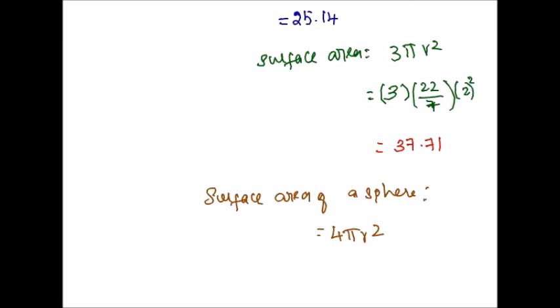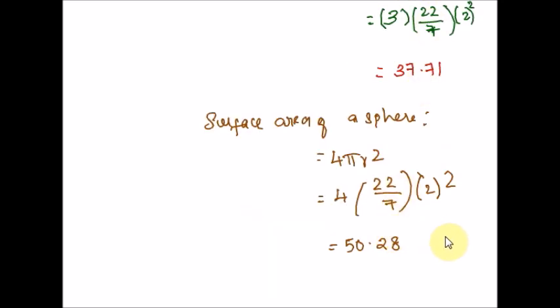This is the formula. Replace pi by 22 over 7 and r by 2. So the surface area of a sphere is 50.28. So far we discussed how to find the surface area and volume of a sphere and hemisphere when the radius is given and if diameter is given. Now let us see how to deal with the word problems.